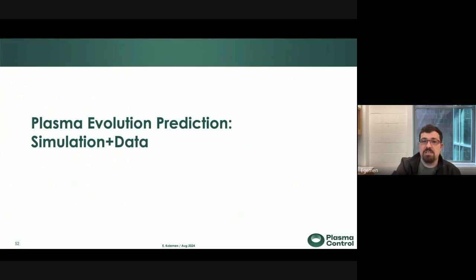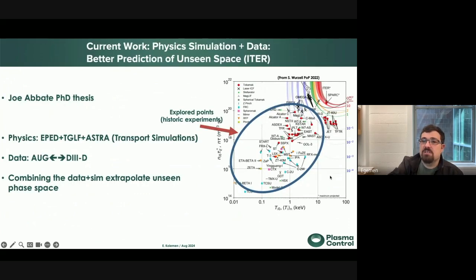So we combine simulation and data. These are the data points we have. These are the machines we have, and we want to go to ITER, which is way out here. And then how do we do that?